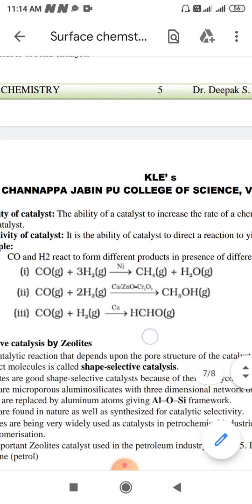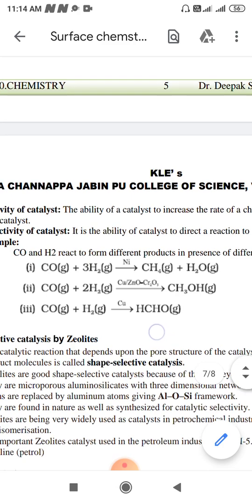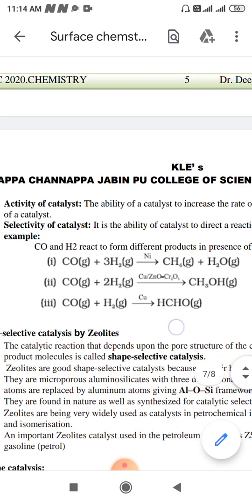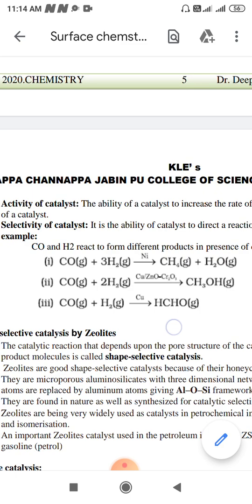The example they have given here is carbon monoxide and hydrogen. What is the meaning of selectivity? If carbon monoxide and hydrogen combine in the presence of a nickel catalyst, methane is obtained along with the formation of water. If the same carbon monoxide and hydrogen react with a copper and zinc chromate catalyst, then it gives methyl alcohol. So this is called selectivity.